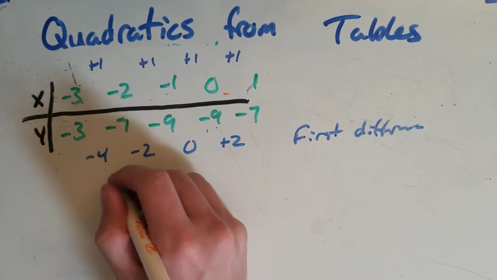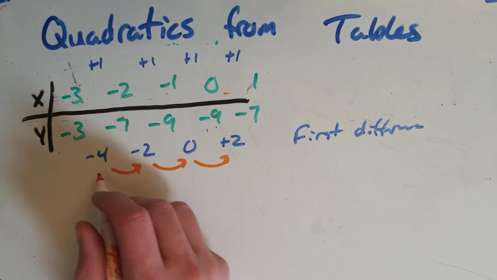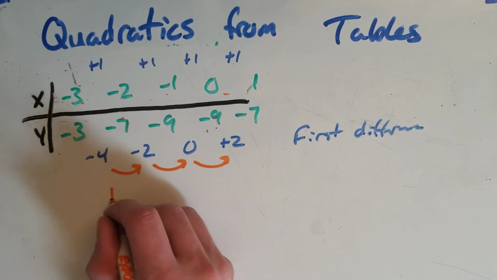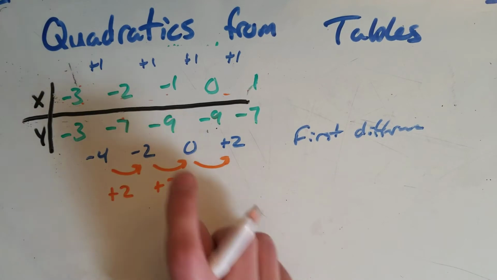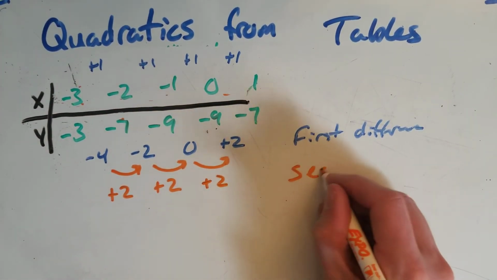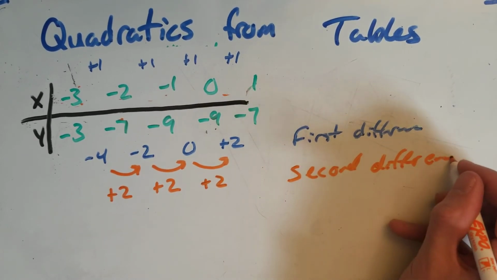So the second difference, you're going to take the first difference, and you're going to see how the first difference changes from one to the other. So from -4 to 2, you go up 2. From -2 to 0, you go up 2. From 0 to 2, you go up 2. So this we refer to as the second difference.